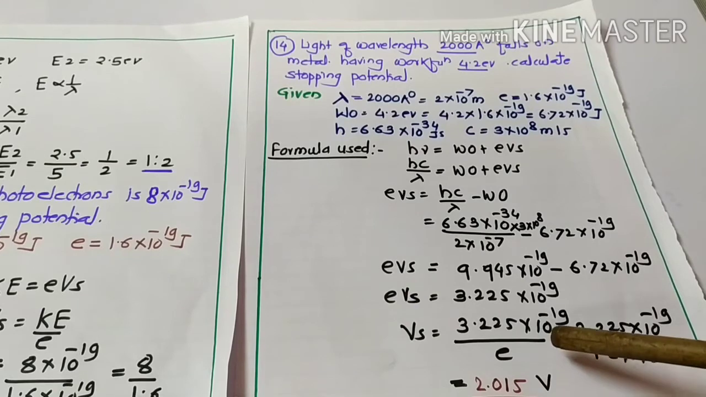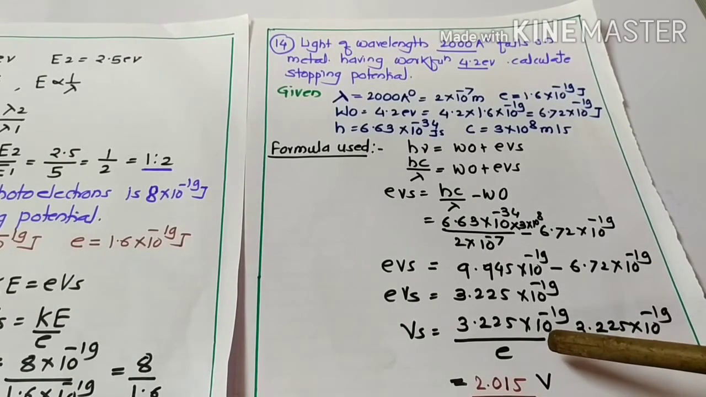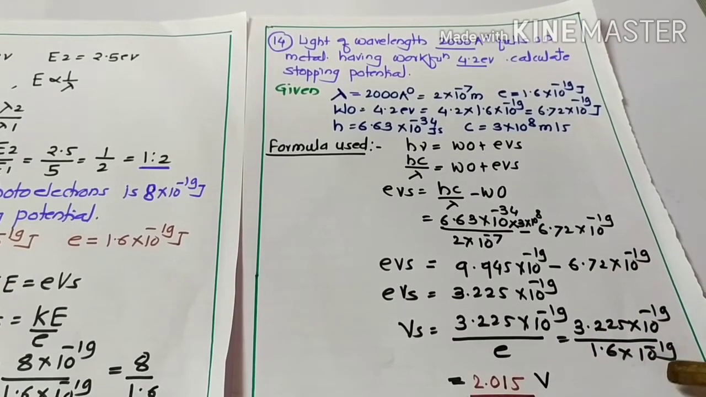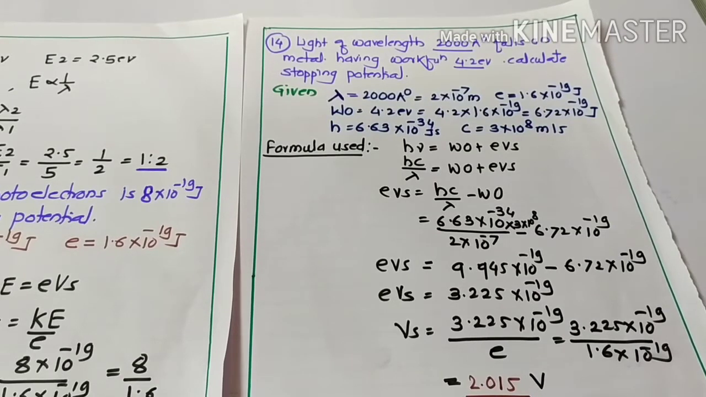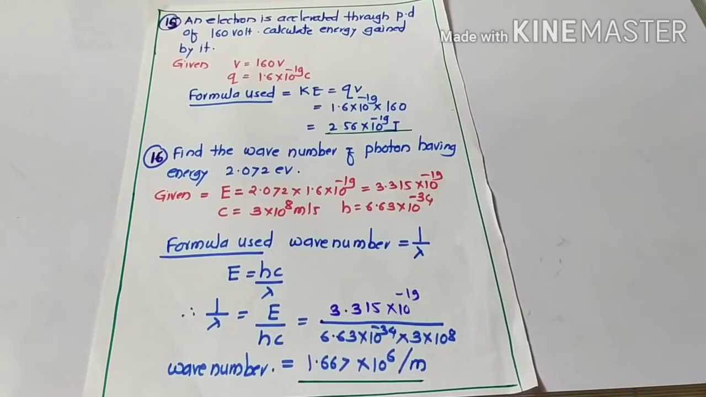Now for Vs, write Vs equal to the value that came, divided by e. Put the value of e, 1.6 into 10 raised to minus 19. Therefore the answer is 2.015 volt. Stopping potential is 2.015 volt.